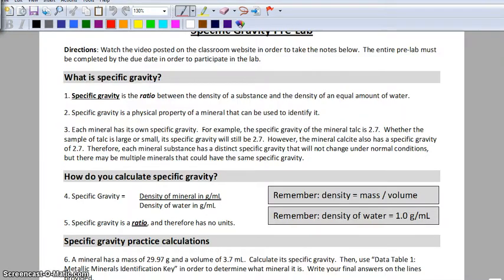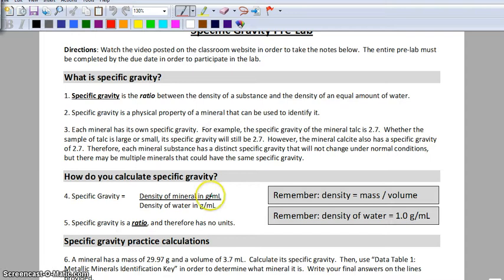All right, our next question is, how do you calculate specific gravity? It's almost like calculating density with one little twist. So the specific gravity is going to equal the density of a mineral in grams per milliliter as our units, divided by the density of water, also in grams per milliliter. If you remember from our previous unit, to calculate density, we do the mass of the sample divided by the volume of the sample. And also remember that the density of water is 1.0 grams per milliliter. So in essence, we are going to calculate the density of the mineral sample, and then we're going to divide it by 1 gram per milliliter.